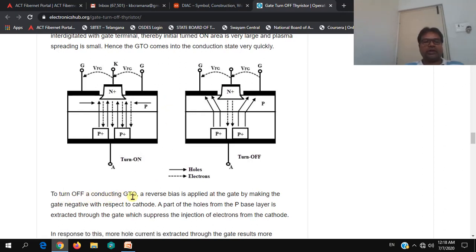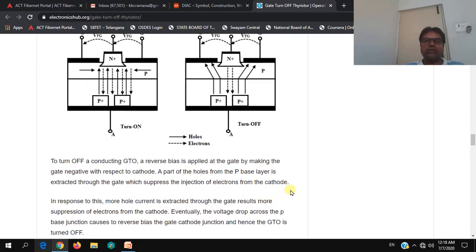To turn off a conducting GTO, a reverse bias is applied at the gate by making the gate negative with respect to the cathode. A part of the holes from the P base layer is extracted through the gate, which suppresses the injection of electrons from the cathode, so the anode current decreases.